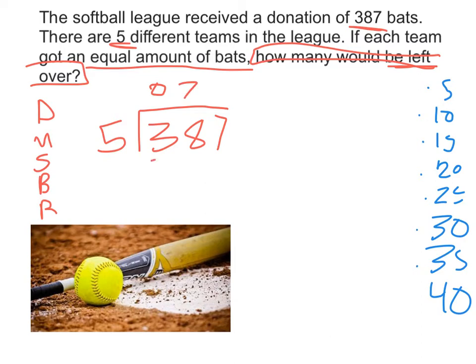5 times 7 is 35. Next step is to subtract. That would leave me with 3. Bring down my 7. And now I repeat the whole process. How many times does 5 go into 37? And I can look at my chart. 35 is closest. That's another 7. 7 goes up top. 5 times 7 is 35.